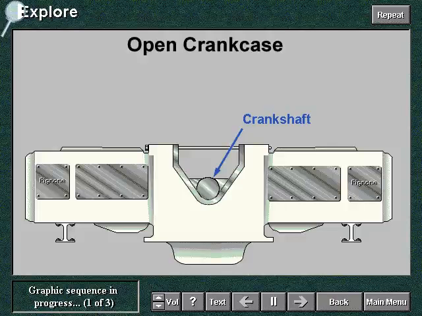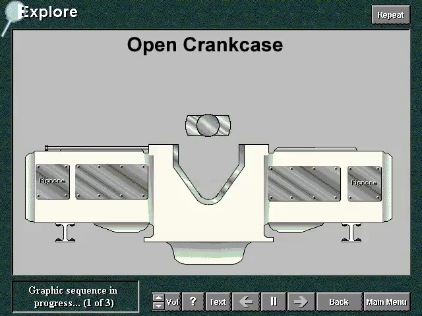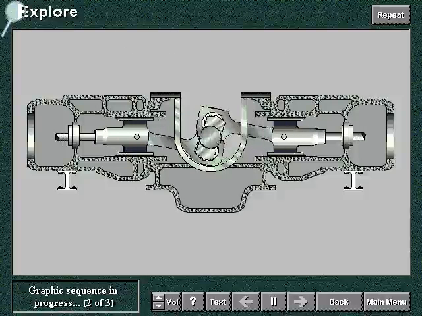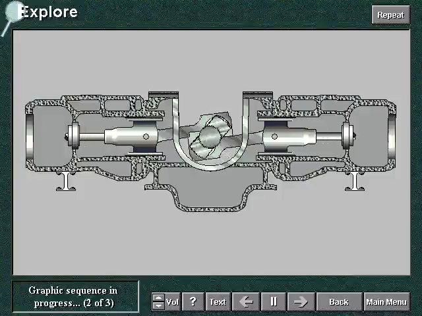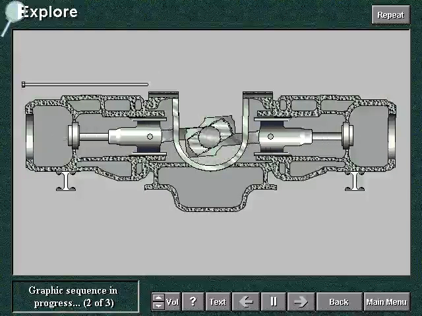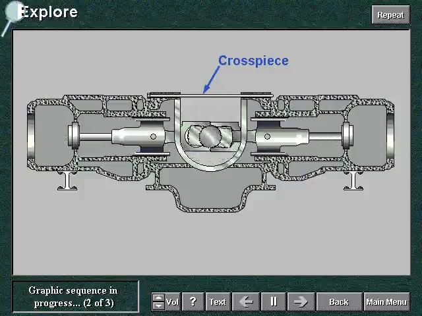An open structure is used on large frames. The crankcase is U-shaped and allows for the crankshaft to be removed vertically. You can see that the pull of the cylinders tends to open the U-shaped crankcase. To protect from this force, bars must be used to brace the upper part of the crankcase. These bars are called crosspieces.